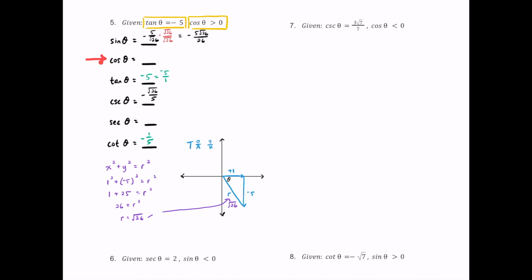For cosine, that's going to be adjacent over hypotenuse, or x over r. So that's going to be 1 over root 26. Go ahead and write 1 over the square root of 26. And the reciprocal for secant is going to be root 26 over 1, or just root 26. And then for cosine, let's go ahead and rationalize that by multiplying by root 26 over root 26. And if we do that, we will get root 26 over 26. And just like that, we have all 6 trig ratios.